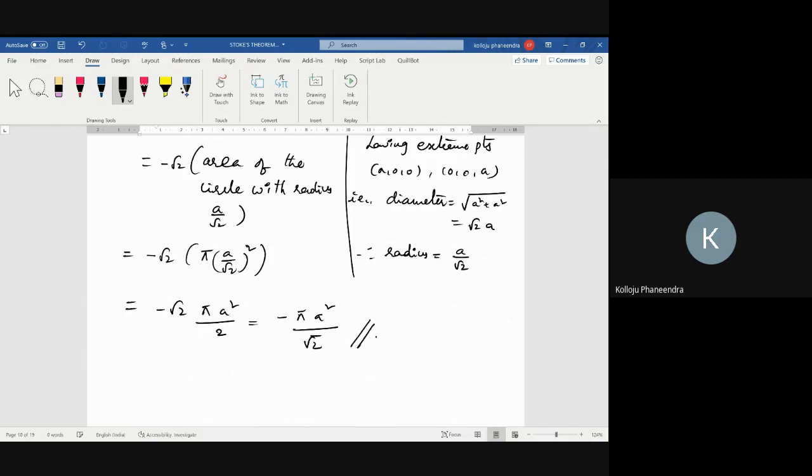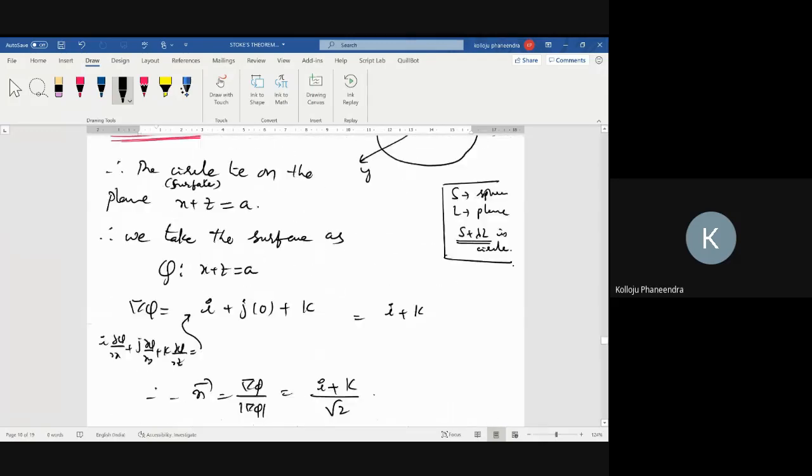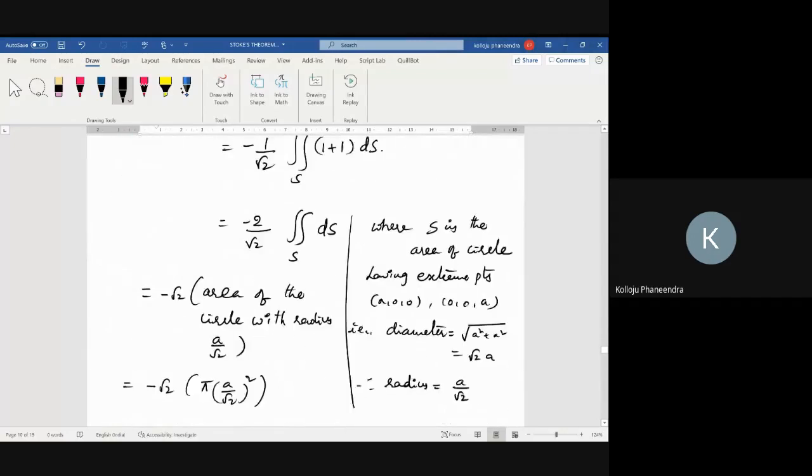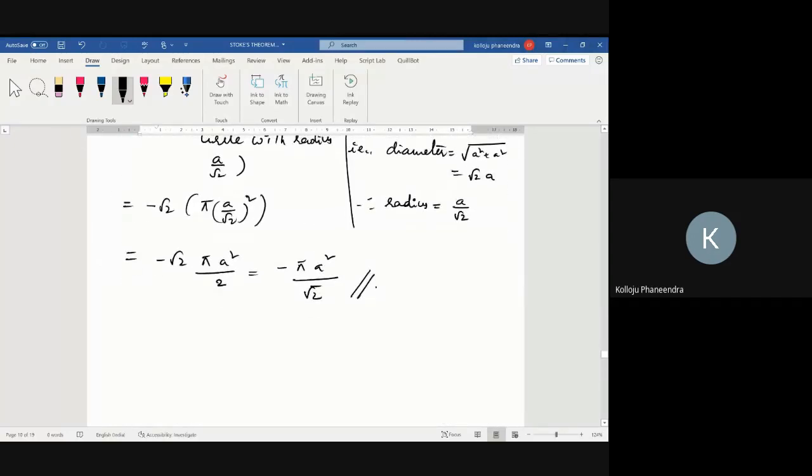This is another model. Any doubts in this problem? So from problem to problem, there is some variation. Please observe that and practice these problems. Now you take the assignment.